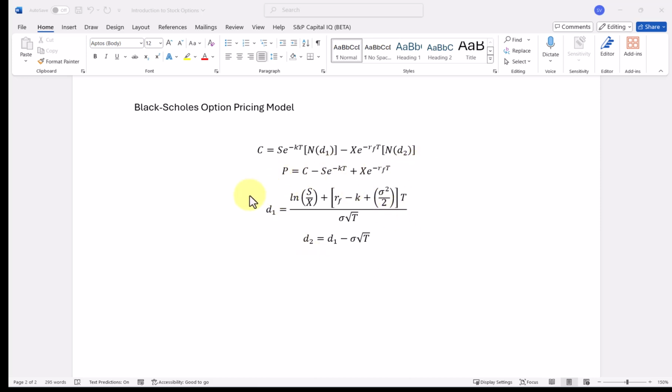And we're going to start off here with D1, and then from that we calculate D2. So D1 says it's the natural log of the stock price divided by the exercise price, or the strike price, plus, and then in parentheses here we have the risk-free rate minus the dividend yield, plus the sigma squared divided by 2. And we multiply all of that argument together by the time in years. And then we take our numerator and divide that by sigma multiplied by the square root of time. So let's go ahead and do that here.